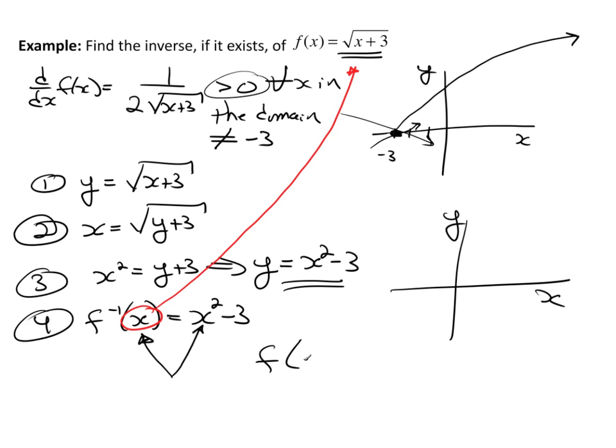So if we check this real quick, let's just take f of x. Let's take f of, oh, how about f of 6? F of 6 equals the square root of 6 plus 3. That's the square root of 9. That equals 3. That is y.